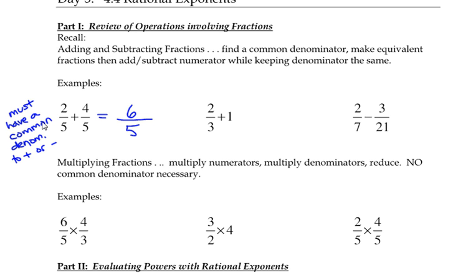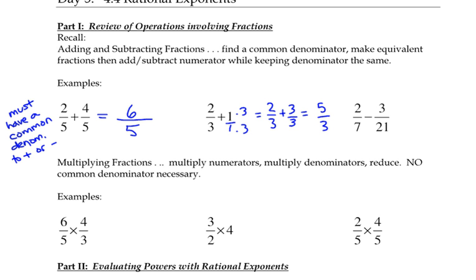Okay, 2/3 plus 1. So what do we need? We need the 1 over 3, but it's a 1. So we need to turn 1 into a fraction. How do we turn 1 into a fraction? It'd be 3 over 3, because this would be 1 over 1. And so we would multiply the top and the bottom by 3. So 2/3 plus 3/3 is 5/3. Okay, keep the same denominator, just add the tops.